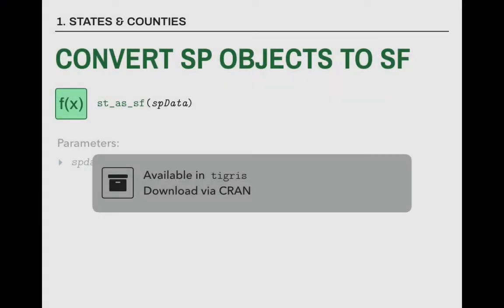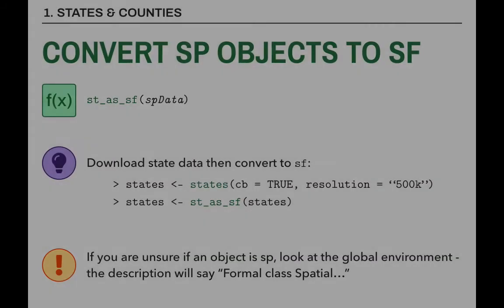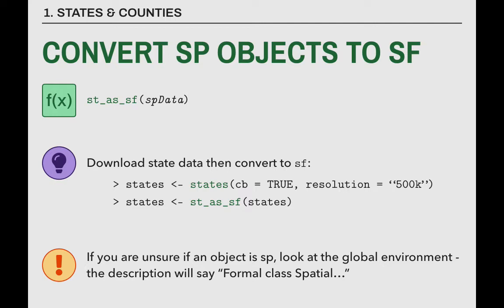One trick with working with Tigris is the data are downloaded as SP objects. SP objects are an older data frame format for storing spatial data that are beginning to be replaced by the package we've been using, SF. SF includes a function, st_as_sf, that allows us to quickly convert SP objects into the more modern SF objects. It only takes one parameter, the name of the SP data that we want to convert. And so for example, if we've downloaded our states data, as you see here, and saved it to an object called states, we can then run that object through the st_as_sf function and convert the SP object to SF.